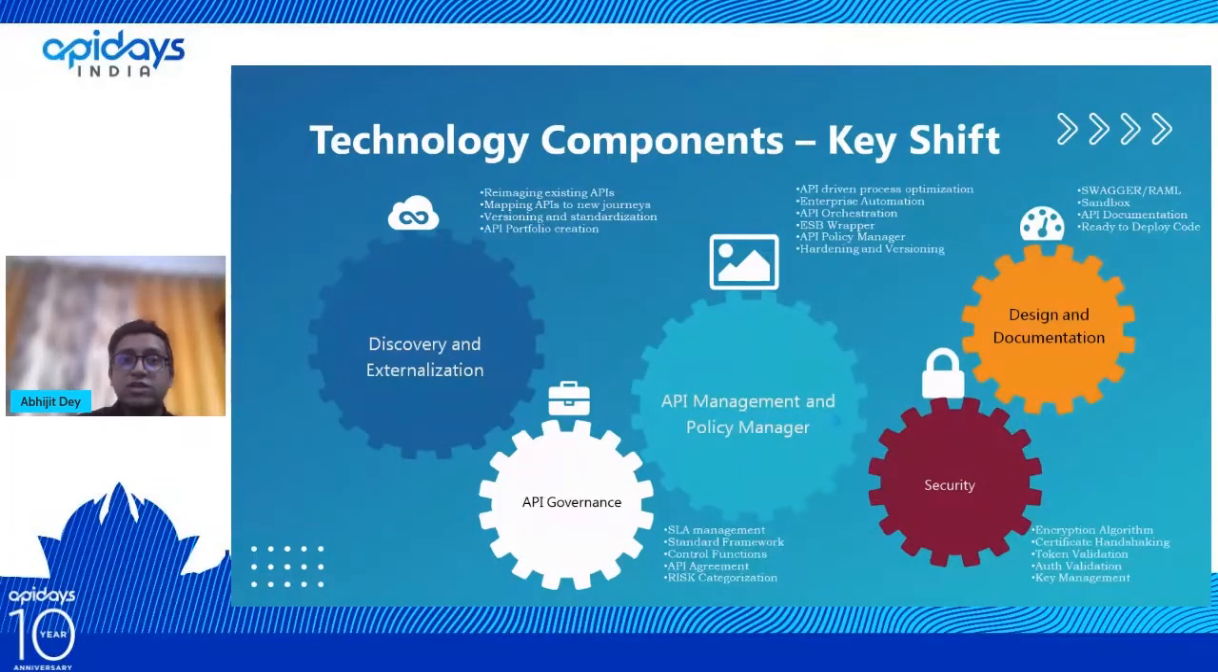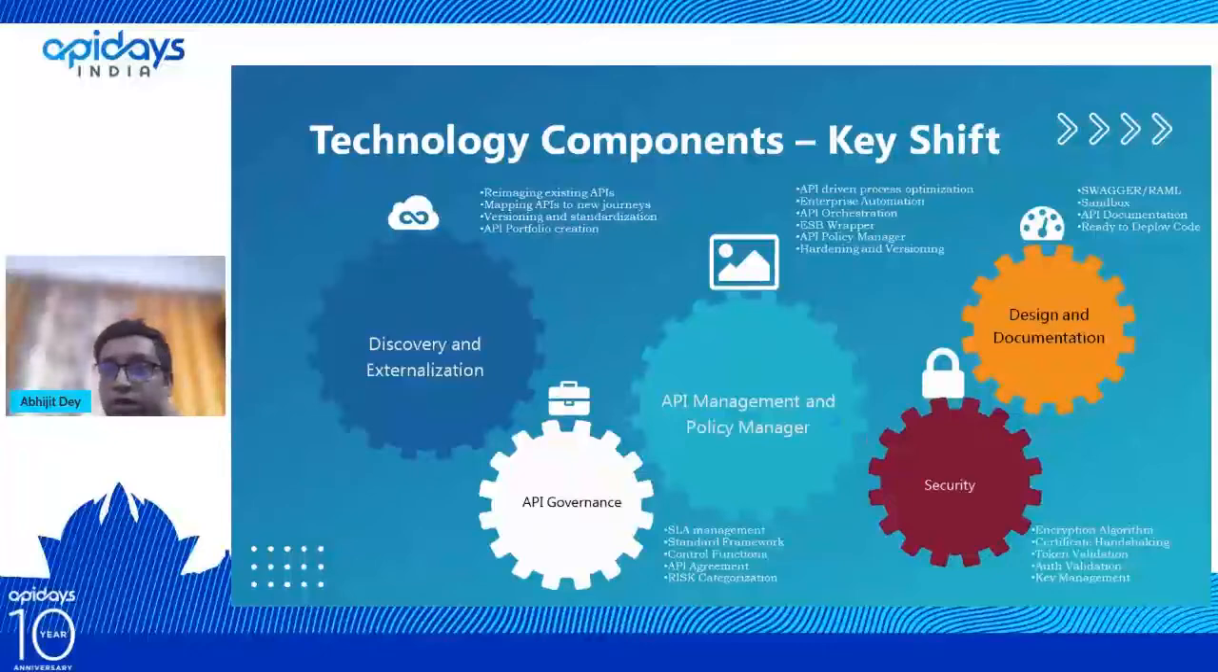Now, going to the technology component, which is the key shift. API is a technical product, and when we are talking about a technical product, it should have a few technology components, right? The first is discovery and externalization. This we have already discussed in the first slide, that you may have thousands of APIs, but you have to reimagine your existing APIs. You have to rebuild new journeys. You need to rebuild your use cases, right? Now, mapping of APIs, mapping the fields of APIs, these are all BAU things, business as usual, in our day-to-day API banking activities, but these are very crucial. Without this BAU, we cannot move ahead, right?